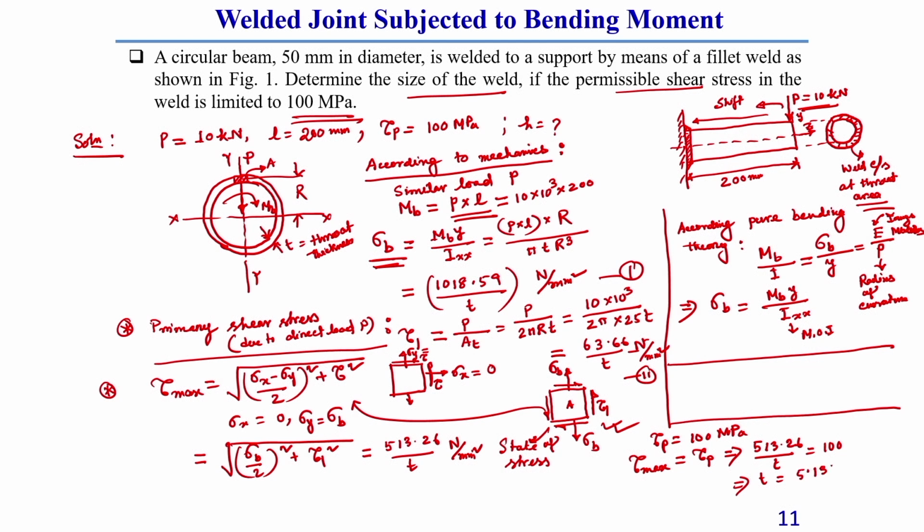5.13 millimeter. So, what should be H? H will be T by 0.707, which will be equal to 7.26 millimeter. So, you can consider the next full number, that is 8 millimeter. This way you can find out the dimension of a weld once the weld is subjected to bending moment.